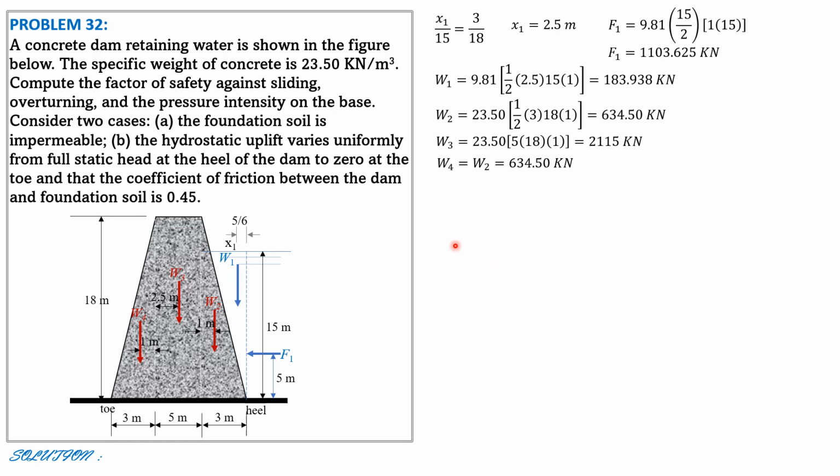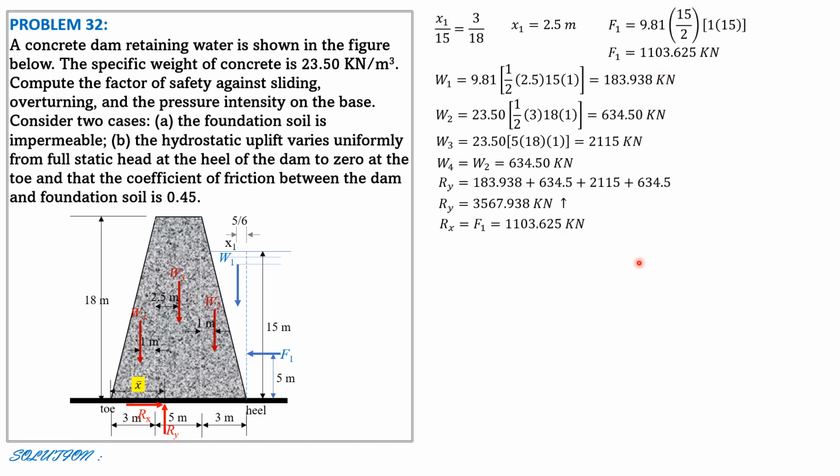So for part A, there's no uplift pressure. The foundation soil is impermeable. Therefore, Ry is the sum of the weights. So this is Rx and we have Ry. Rx is simply F1, the summation of horizontal forces, and Ry is the sum of the weights. The distance of Ry from the toe is denoted by x bar. Ry is the summation of weights, weight 1 plus weight 2 plus weight 3 plus weight 4. So Ry is equal to 3,567.938 kilonewtons upward.